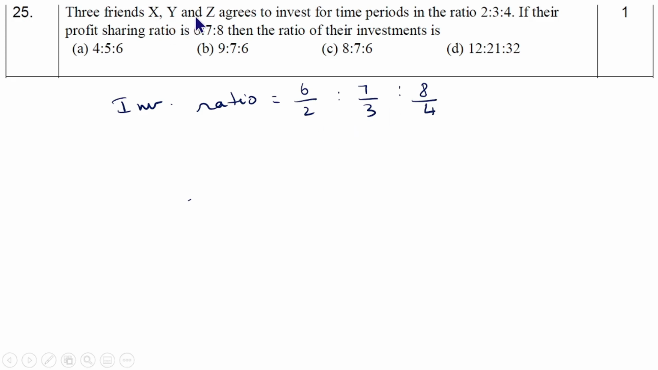Here x is to y is to z, the ratio of time periods is 2:3:4 and the ratio of their profits is 6:7:8. So the investment ratio will be 6/2 is to 7/3 is to 8/4. So if we simplify, we'll get the answer. So this is equal to 3 is to 7/3 is to 2, or it is equal to 9:7:6. So the correct option is option B.